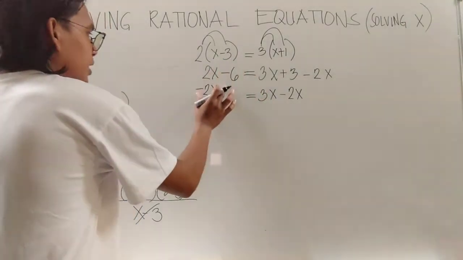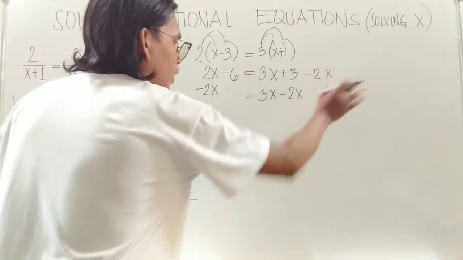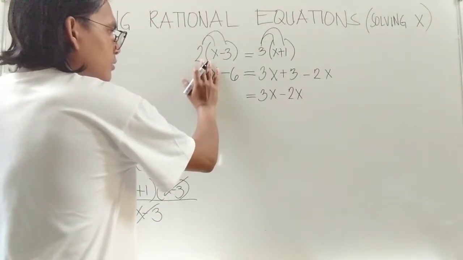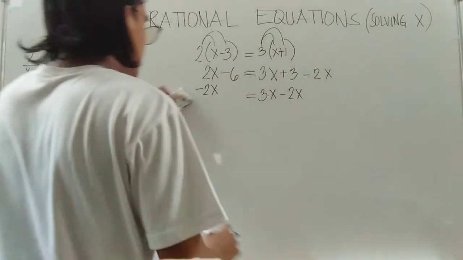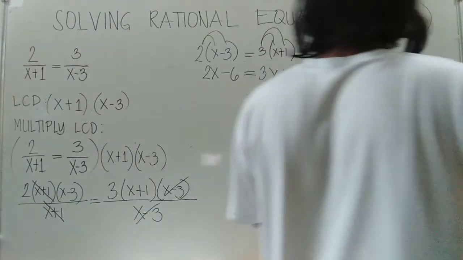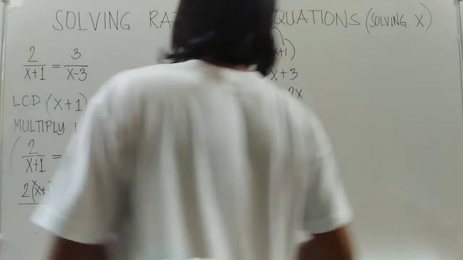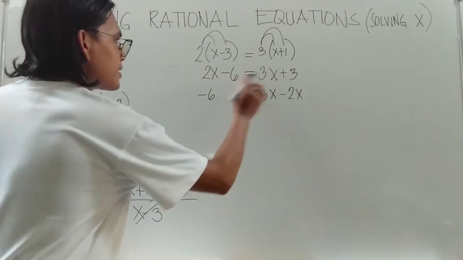So if you subtracted 2x, of course, you will subtract 2x on the other side. So 2x will be eliminated on this side. And of course, we have here 2x. Okay? So, very basic. I know that you have learned that in your previous years. Then we have to bring down minus 6 or negative 6.